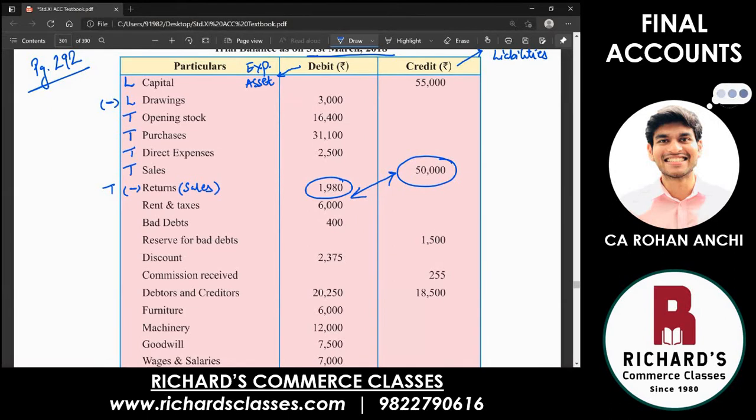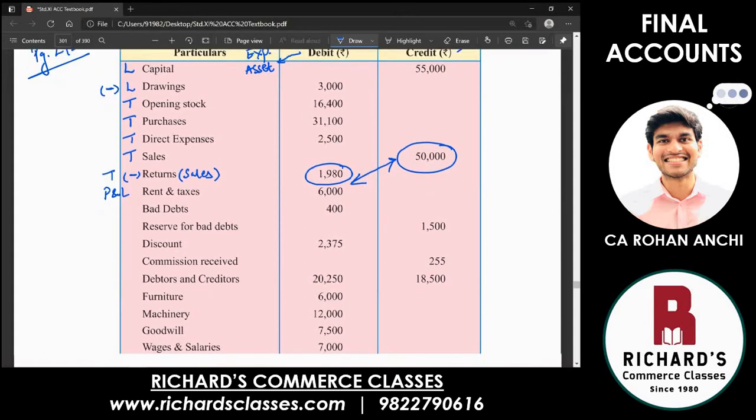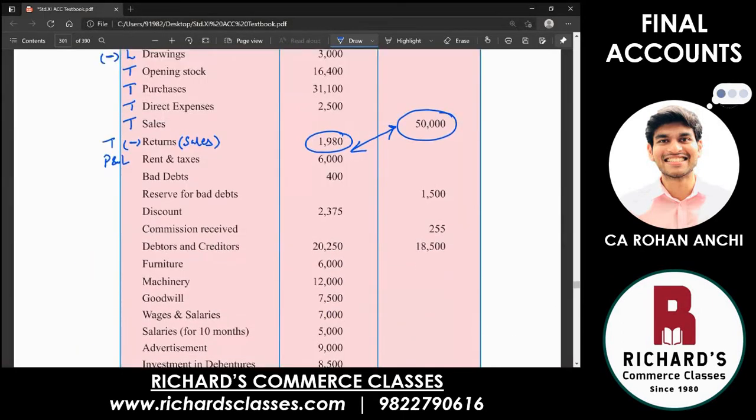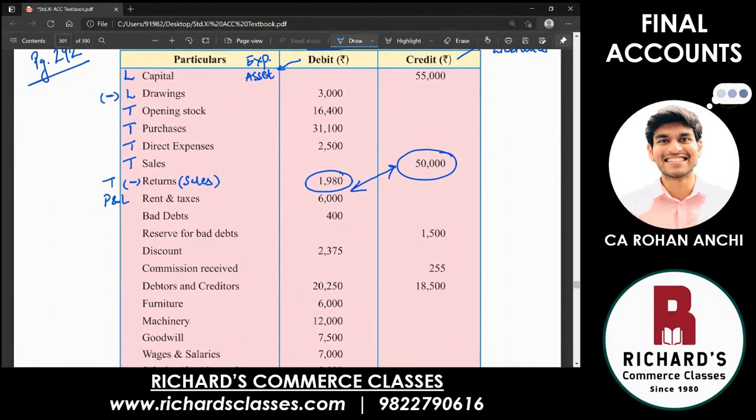Good. Continue. The next item, rent and taxes. Profit and loss account. Bad debts. Now I told you, whatever is given in the trial balance is going to have only one effect. Anything outside, below, when you see adjustments, those things are going to be written twice. What you pick up from this table is only going to be written once. Up to now, where have you been writing bad debts? Profit and loss account. It is already the loss that you have.